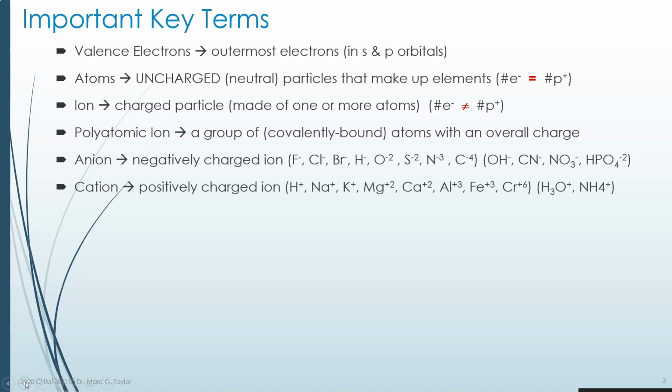Now, anions are negatively charged particles, and there are many, many anions. You can see there are single atom anions like fluorine minus, which we call fluoride, chlorine minus, which we call chloride. I'll skip over oxygen minus 2, which we call oxide. Nitrogen minus 3, we call nitride. You'll notice a pattern. They all end in the letters IDE, ide.